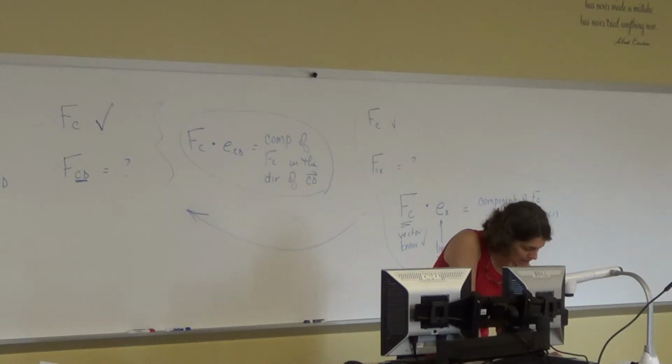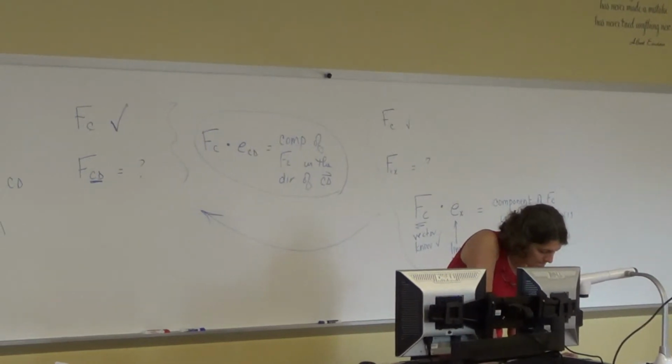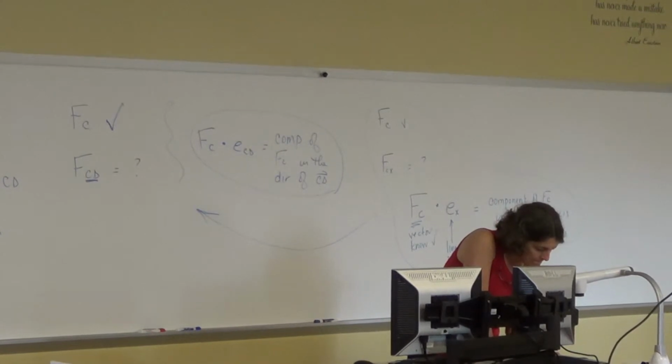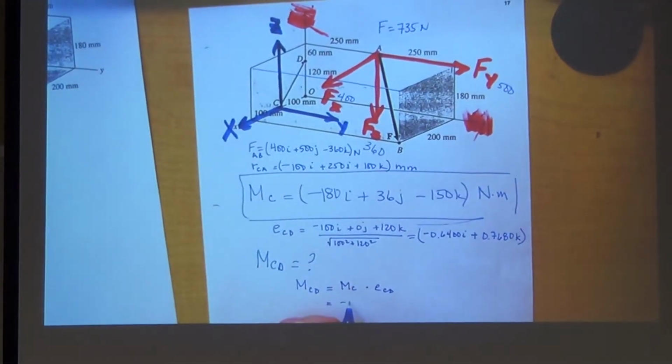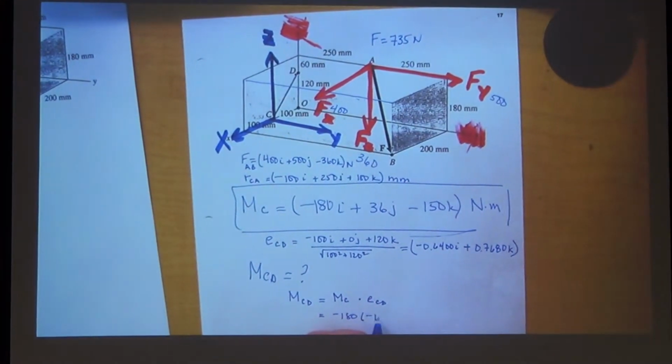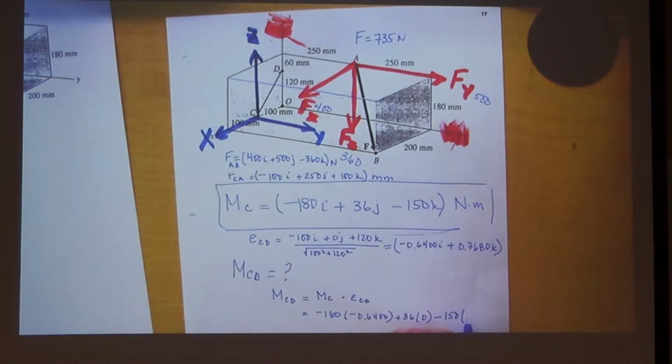About line CD, what do I need to do? Take the magnitude of the i component times the moment in the i. Okay, so I do M_C dot e_CD, right? So that comes out to be negative 180 times negative 6,400 plus 36 times 0 minus 150 times 0.7680.